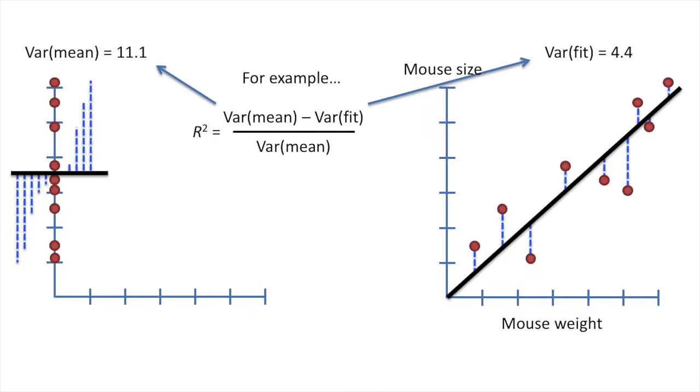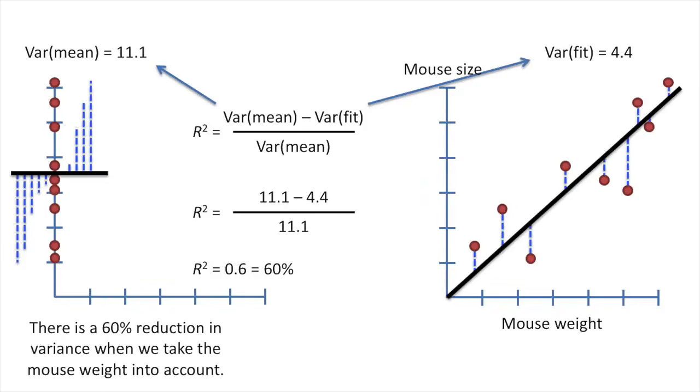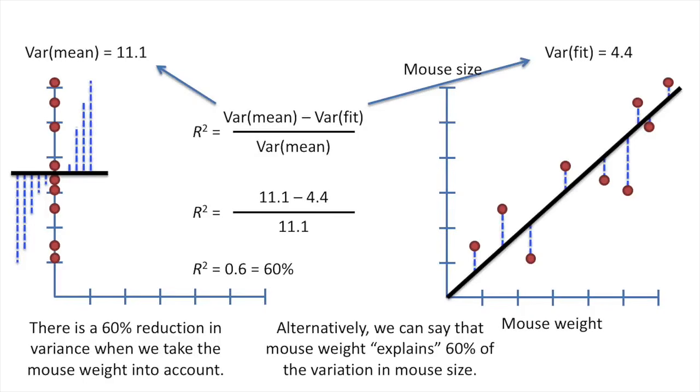In this example, the variation around the mean equals 11.1, and the variation around the fit equals 4.4. So we plug those numbers into the equation. The result is that R squared equals 0.6, which is the same thing as saying 60%. This means there is a 60% reduction in the variance when we take the mouse weight into account. Alternatively, we can say that mouse weight explains 60% of the variation in mouse size.